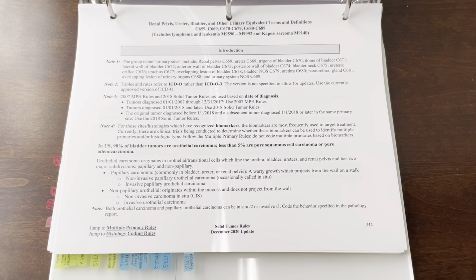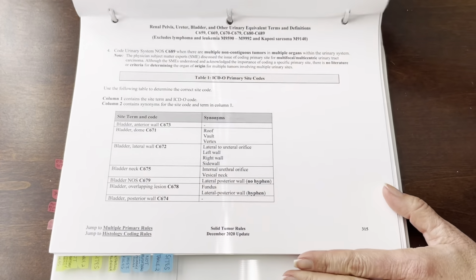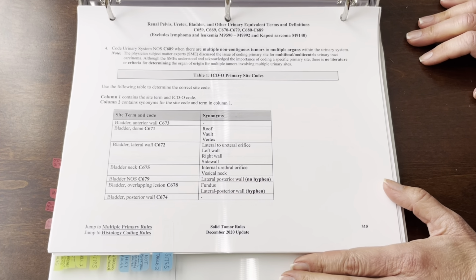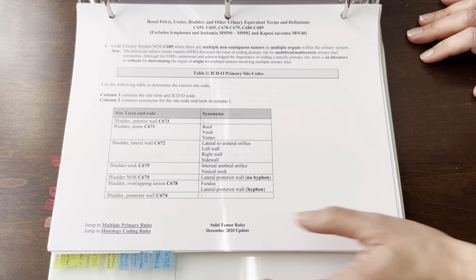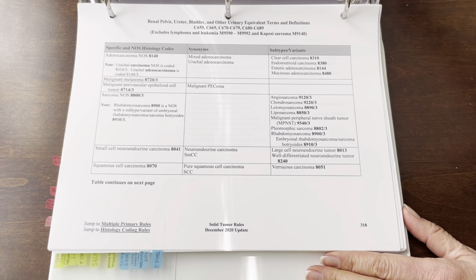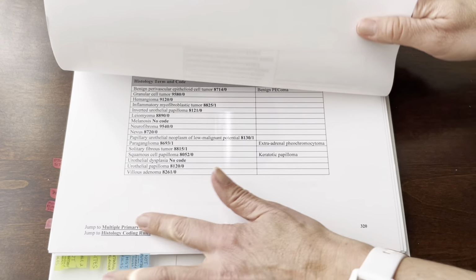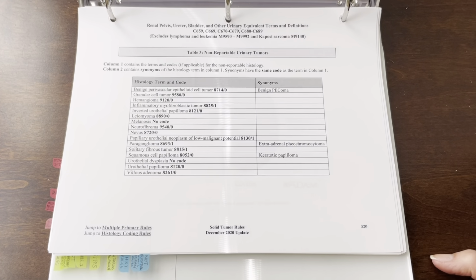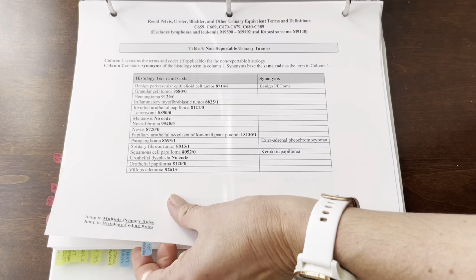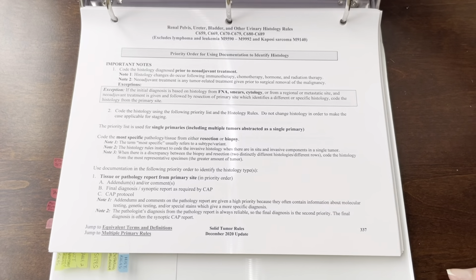We are now up to the urinary sites chapter. So I tabbed the sites page, which is table 1, which gives you the terms and the synonyms and the corresponding C codes. I tabbed table 2 as a jump link, which gives you your histology codes. I tabbed table 3, which are your non-reportable urinary tumors. And then again, multiple primary rules and histology rules.